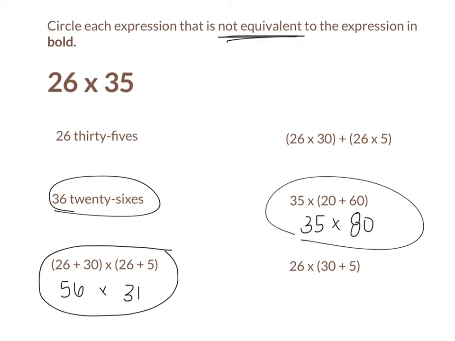Okay. Now the last one there, I have 26 times the sum of 30 plus 5. So I have 26 times what? 35. So is that equivalent? So we don't need to circle it.